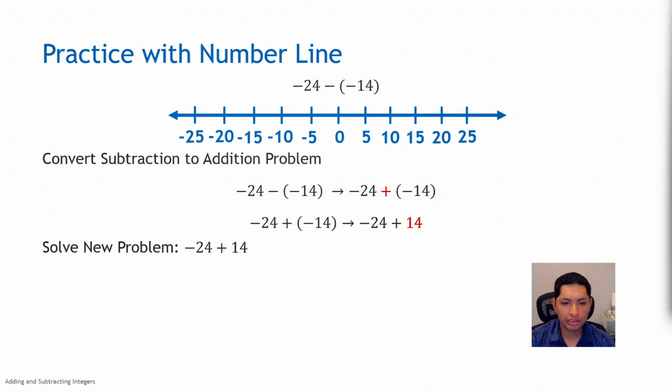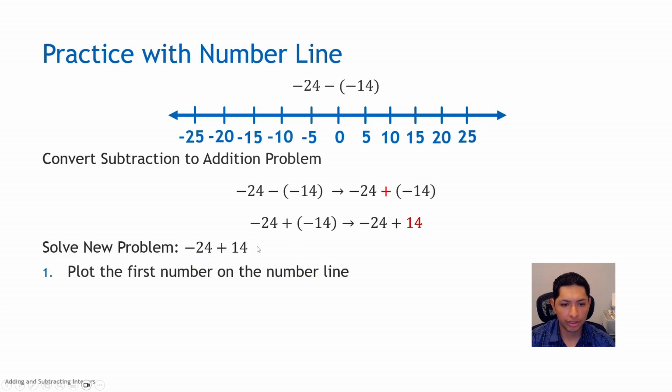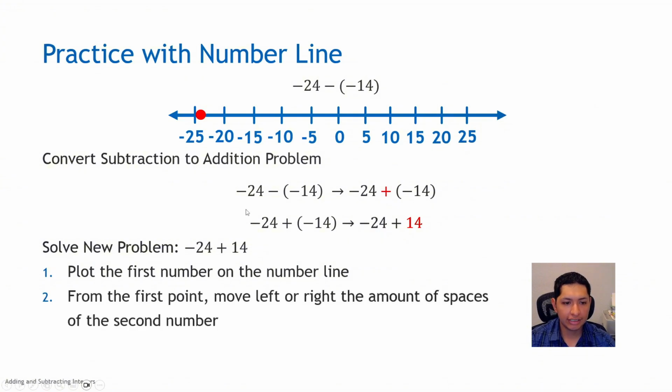So the first thing I need to do is to plot the first number given to me in this problem, which is -24. Following the number line, that point should be here between -25 and -20, really close to -25, or what I interpret to be one space away from -25. So that is right there. The next thing that I do is from that first point, I move right or left in the amount of spaces given by the second number. The second number is a positive number. It's +14. Remember, you're referencing this new problem, -24 plus 14. Ignore the previous problem. You are done with -24 minus -14.